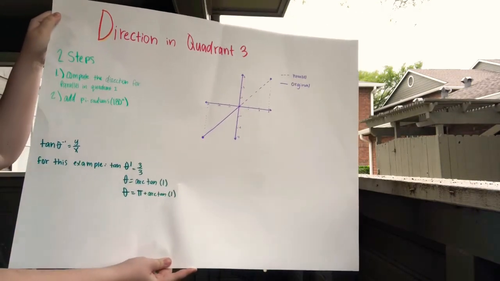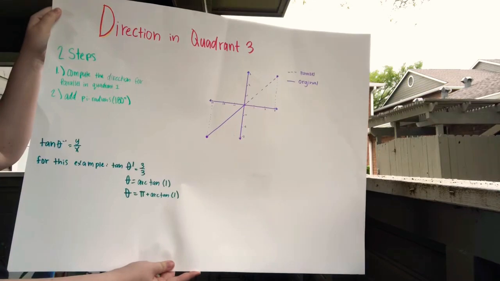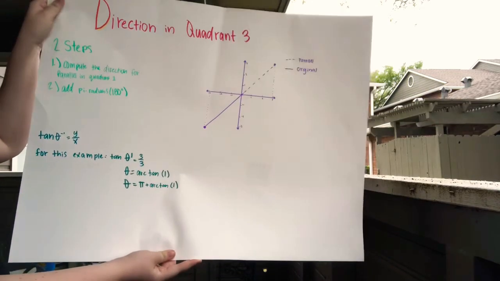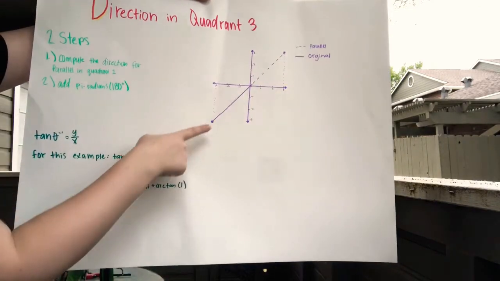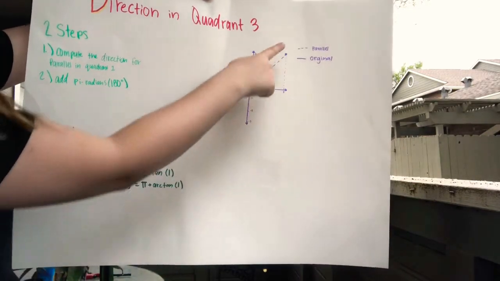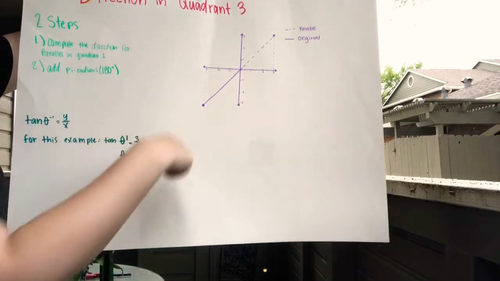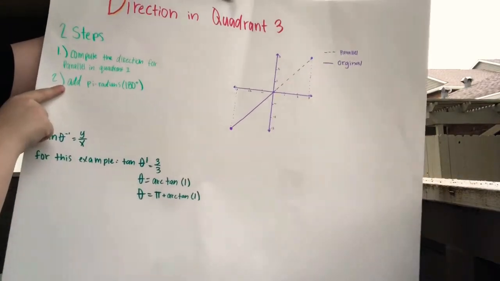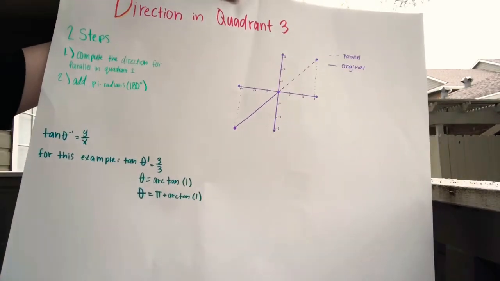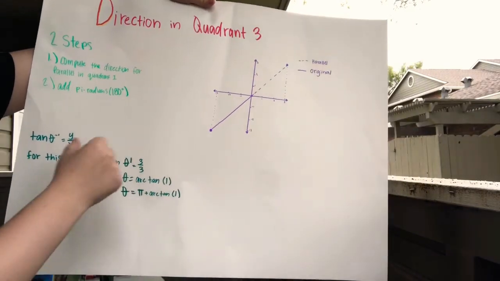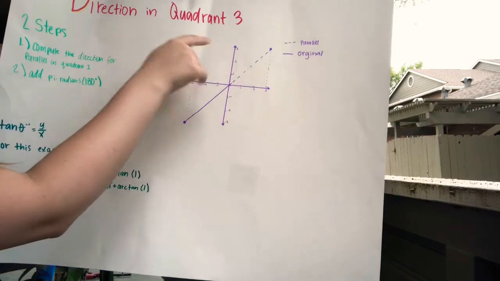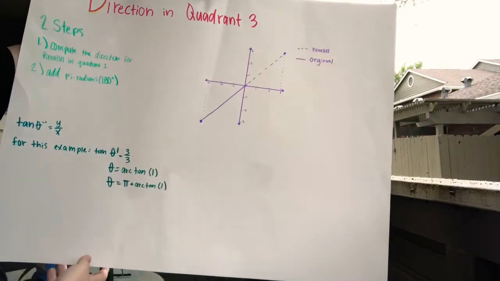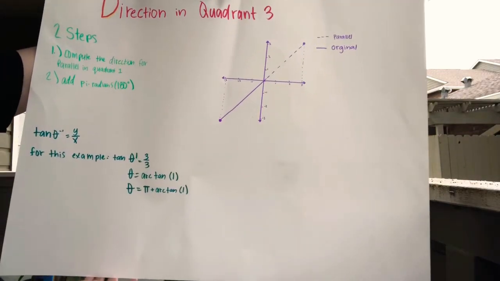There are going to be 2 steps. The first step is to compute the direction for the parallel in quadrant 1. This is your original one, and quadrant 1 and this one are the exact same, but they're just parallel. You would do that by adding pi radians or 180 degrees. So as you can see over here on mine, my original point was (-3, -3), but I added 180 degrees, which then got me my new parallel, which is (3, 3).